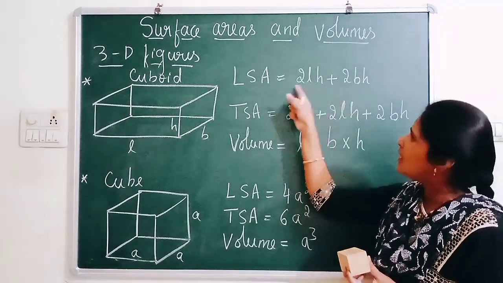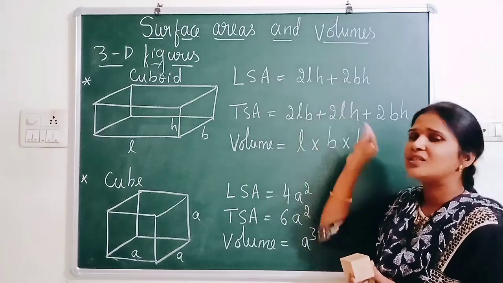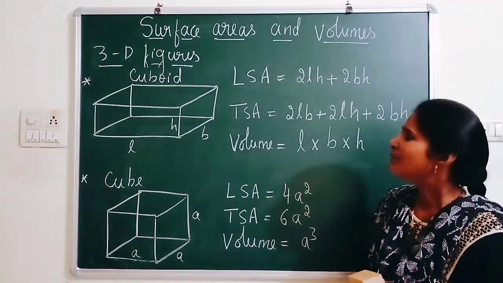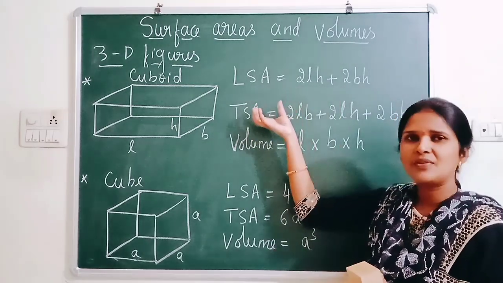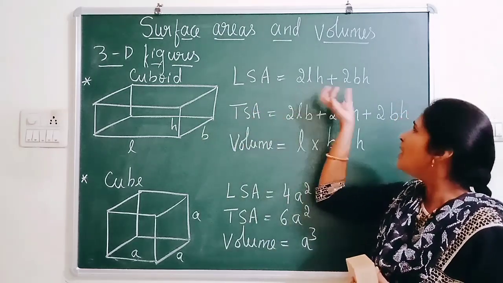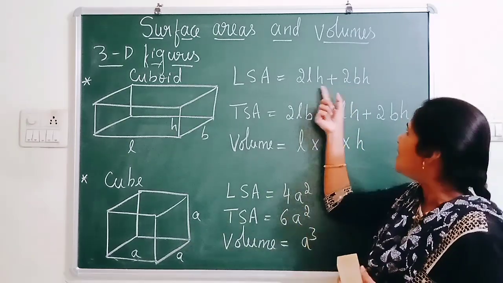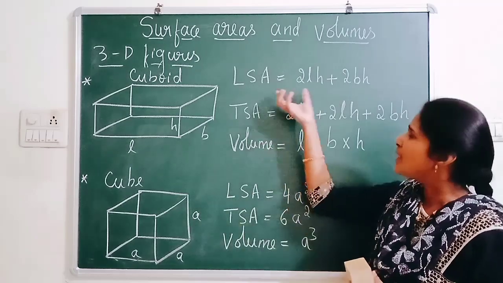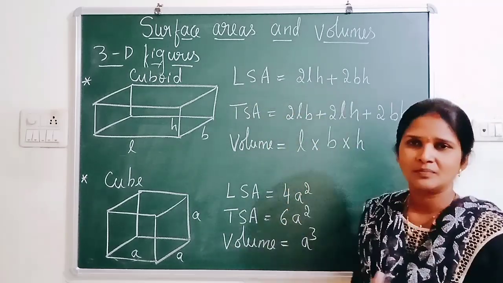In simple terms, you can take common 2 and H, and you can write 2H into (L plus B) also. First, to remember, this is the main thing. Remember always, the lateral surface area of a cuboid is 2LH plus 2BH. Originally the area of a rectangle is L into B. That L into B only is missing here. So you can remember easily, LSA equals 2LH plus 2BH.